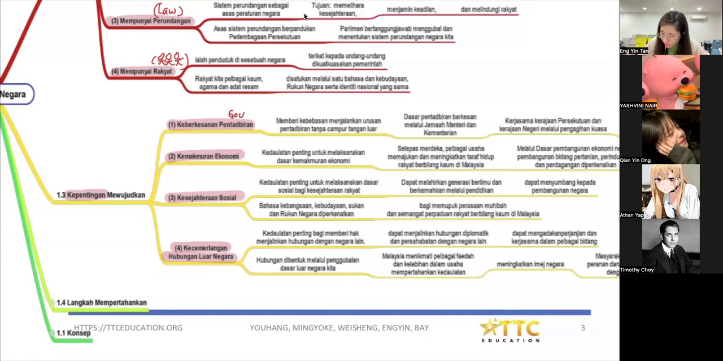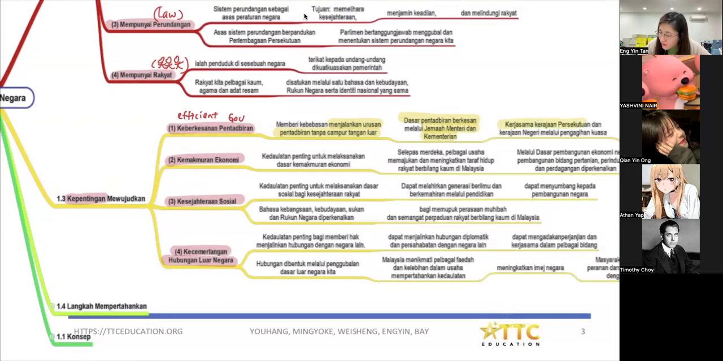So again, the government more efficient, effective. Can you see here my elaboration? This one a bit complicated. This one I explain. Menjalankan urusan pentadbiran tanpa campur tangan luar. Faster dasar pentadbiran berkesan. Because we make our own decision. Dalam negeri, our ministers make the decision themselves. Faster. Some more separated, you see. Kerjasama antara persekutuan and negeri. Federation government and the state government work together, kerjasama to develop. So you see, the government will be good.